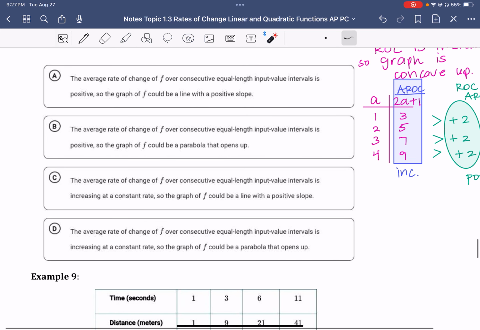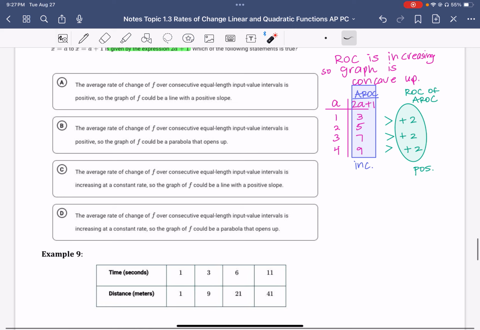Okay, so let's see which one makes sense. The average rate of change is positive. Well, we said that the average rate of change is increasing, not that the average rate of change is positive. So we're going to eliminate that one. The average rate of change over consecutive equal length input value intervals is positive. Again, we're going to eliminate that one.